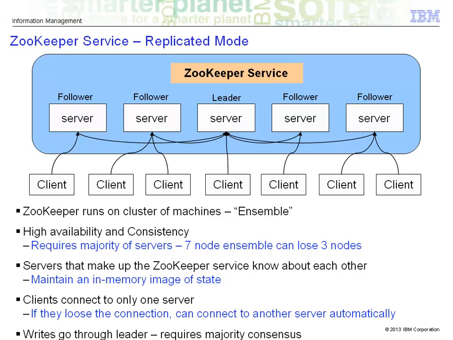A Zookeeper client can perform a read operation from any server in the ensemble. However, a write operation must go through the Zookeeper leader and requires a majority consensus to succeed.